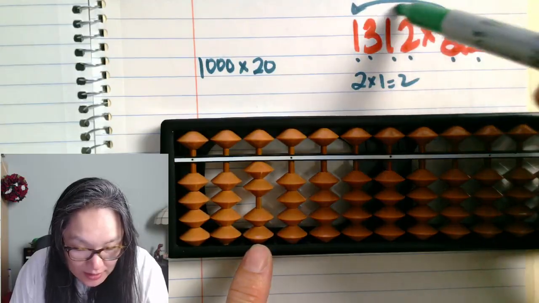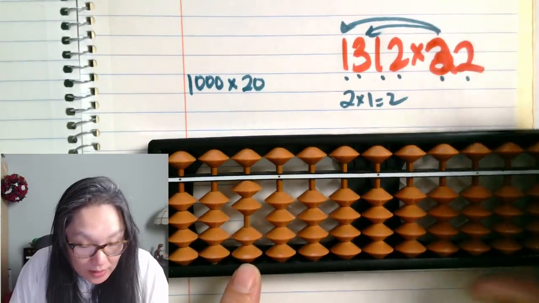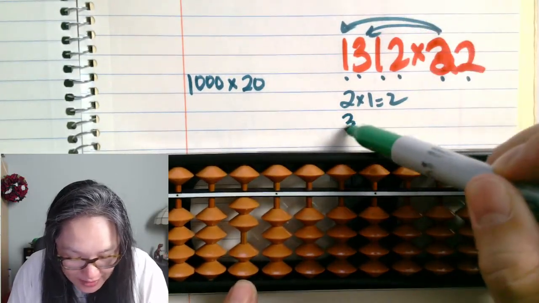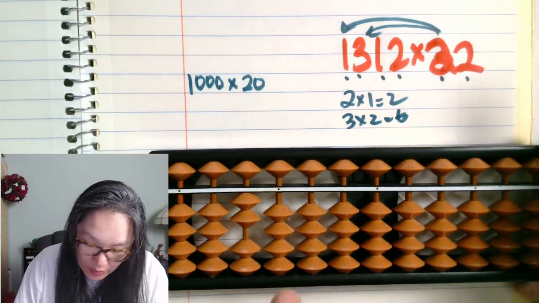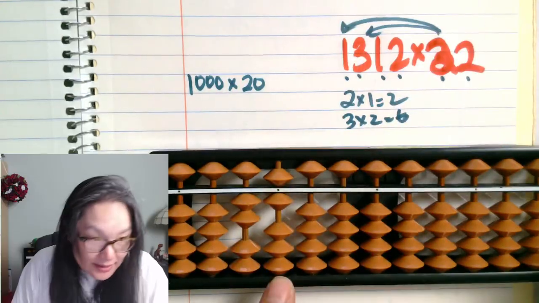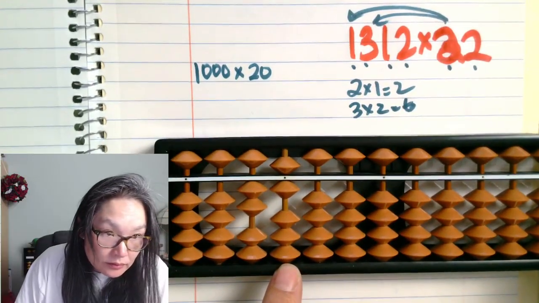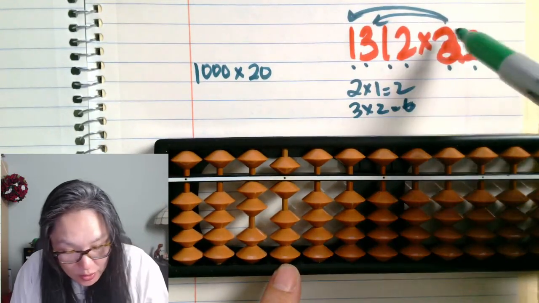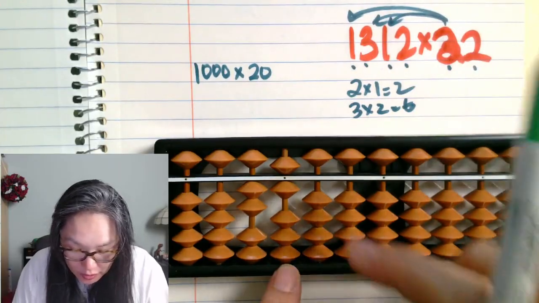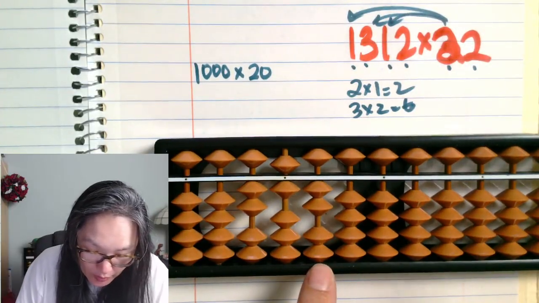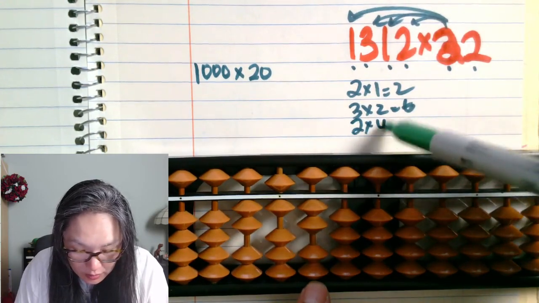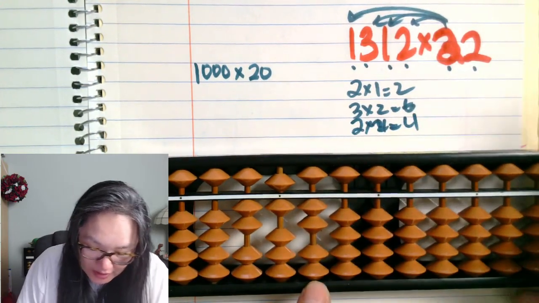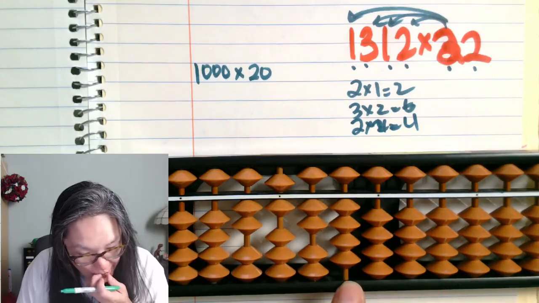So the next one is 6 times 2. 3 times 2 is equal to 6. 6 is a single digit. So I go back one column and I add 6. And then I do it again. 2 times 1 is equal to 2. 2 is a single digit. I go back one column. 2 times 2 is equal to 4. 4 is a single digit. I go back one column and I add 4.